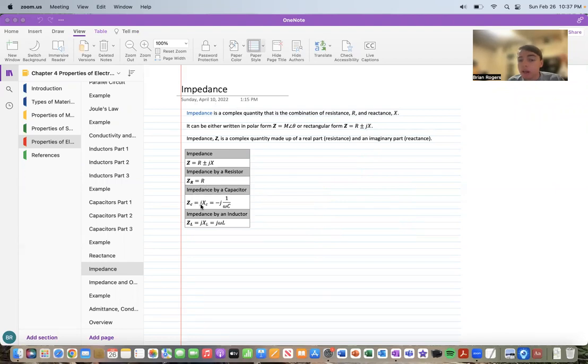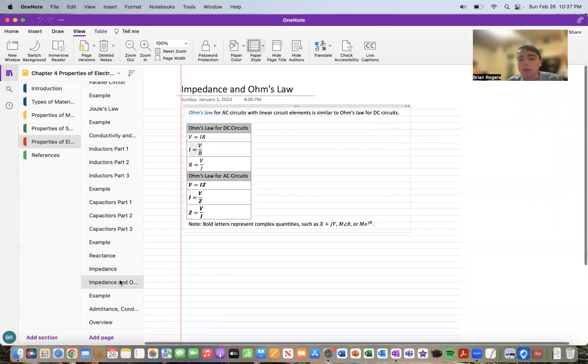The impedance of a capacitor is going to be J X sub C, substituting for X sub C our negative 1 over omega C. The impedance of an inductor is J X sub L, which substituting in for X sub L, you're going to get omega L. Now that we looked at that, we're going to look at impedance in Ohm's law. Ohm's law for DC circuits basically relates the voltage as equal to the current times the resistance.